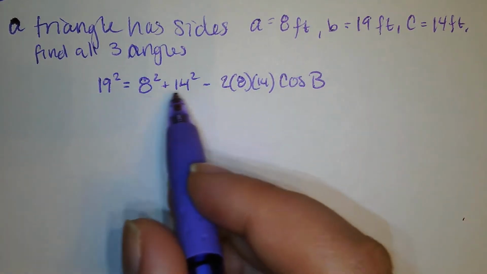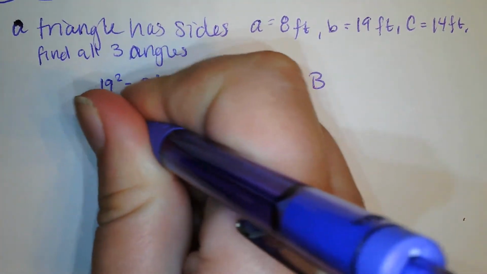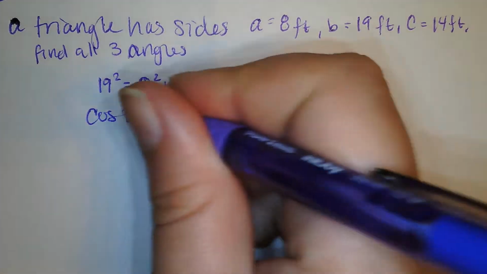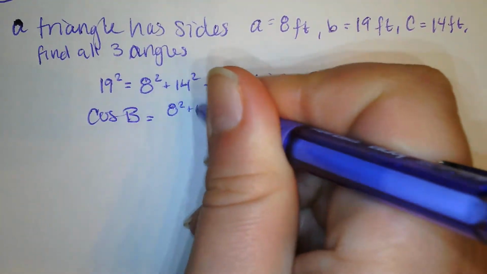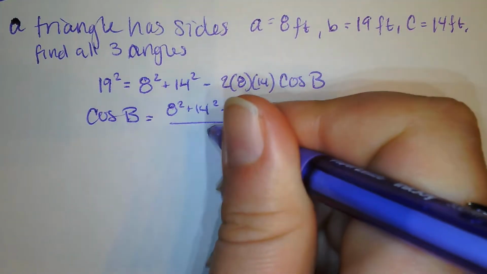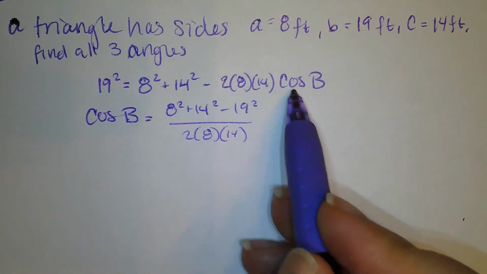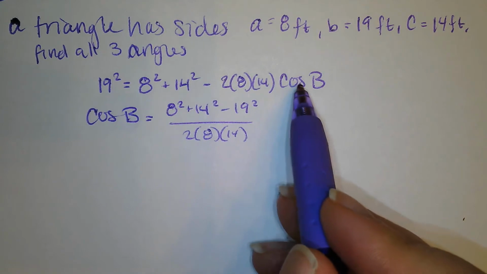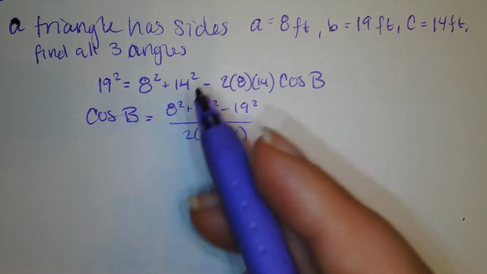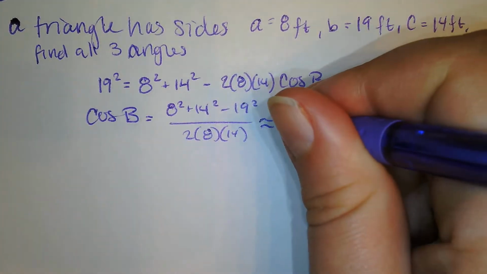But if we rearrange this all, we'll get to the point where we have cosine B equals 8 squared plus 14 squared, minus 19 squared, divided by 2 times 8 times 14. The reason the signs are switched is because we moved that, since we wanted the cosine B to be positive. Anyhow, regardless, you solve for it, we get about negative 0.45.